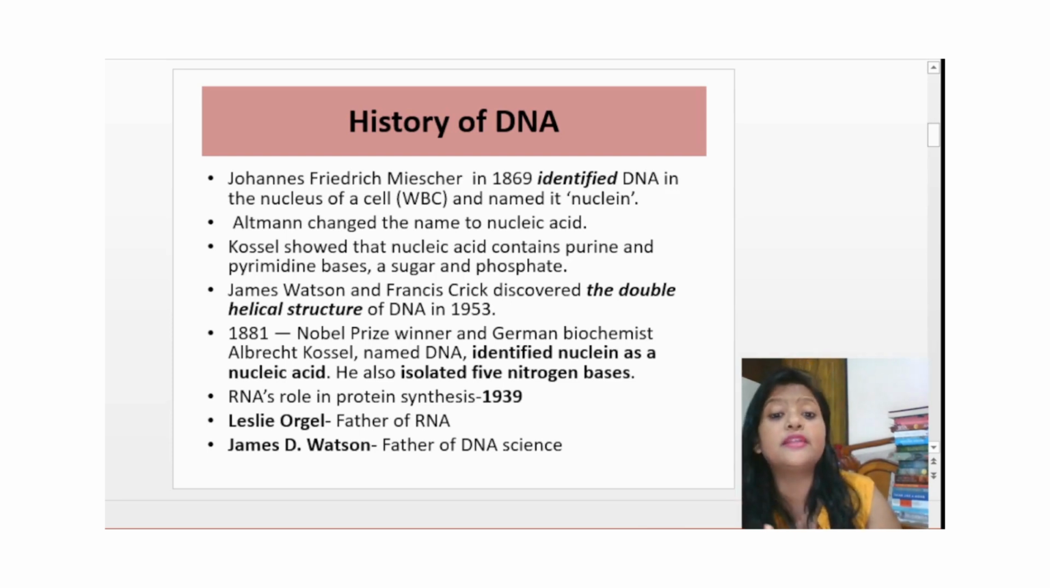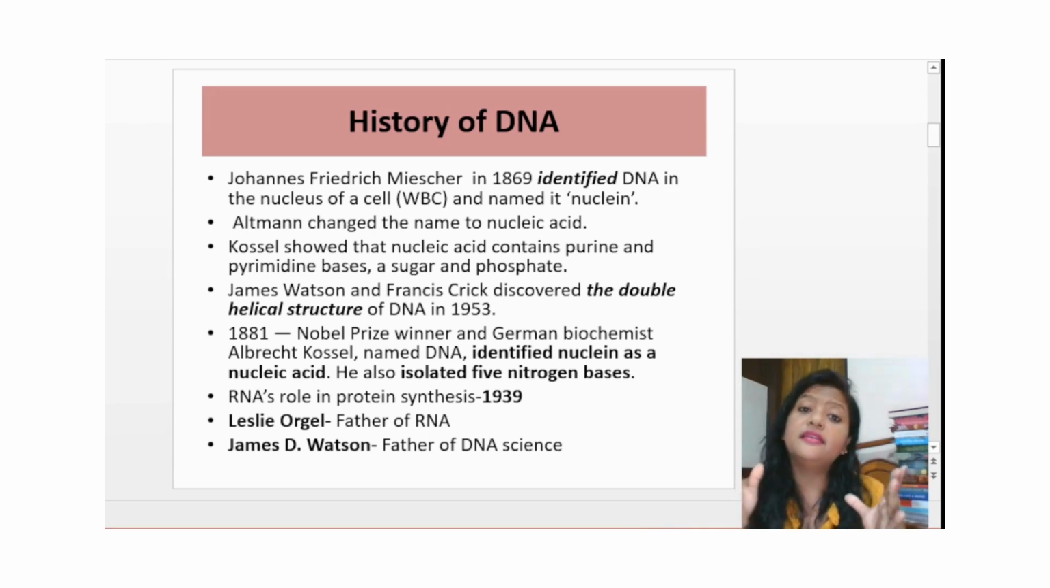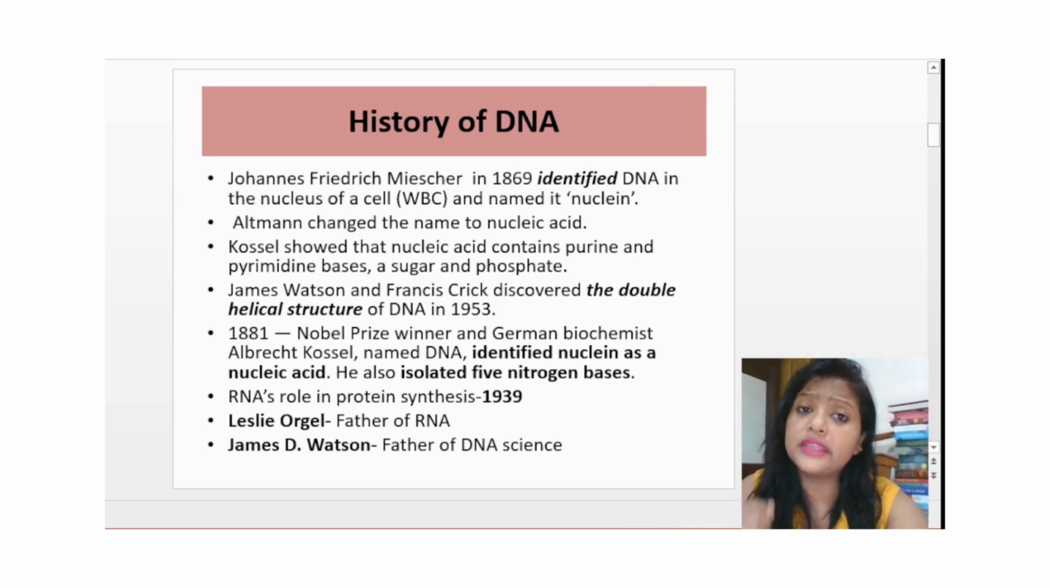Then another person known as Kossel saw that nucleic acids contain purine and pyrimidine bases, sugar and phosphate. Next, a very important part in this history of DNA is the discovery of the double helical structure of DNA. It was done by James Watson and Francis Crick in 1953. So they discovered this double helical structure.